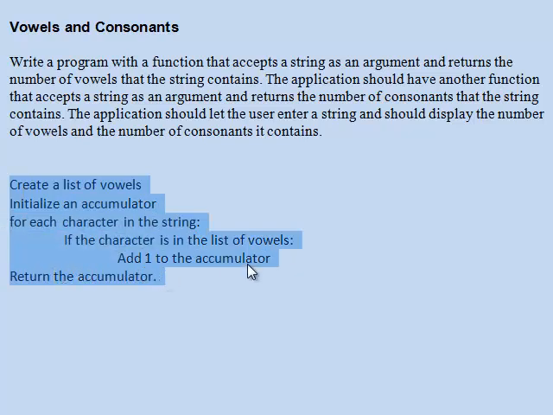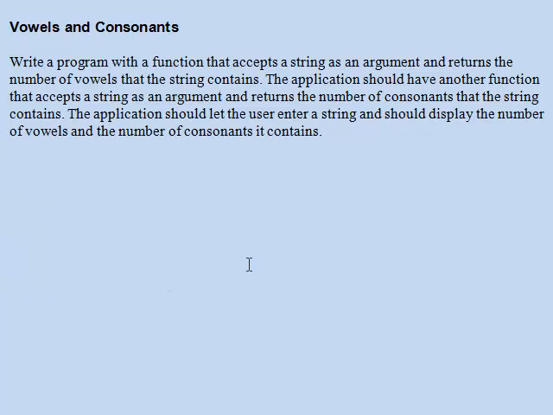In fact, I'm just going to delete this and we're going to start our pseudocode all over again. Now, in the function that counts consonants, first we will create a list of vowels. Yes, a list of vowels, not consonants, because there's only a few vowels, and typing those vowels in, that's not a big deal. And we're going to initialize an accumulator. So far, our algorithm is still the same.